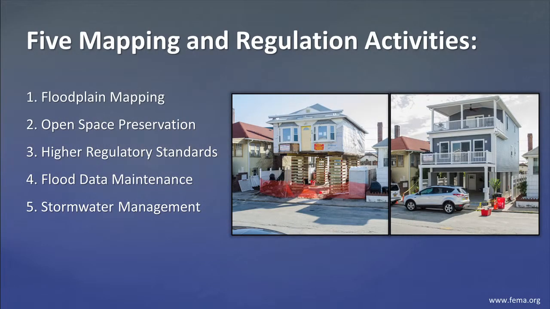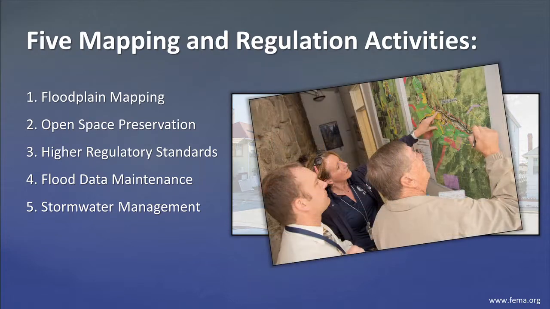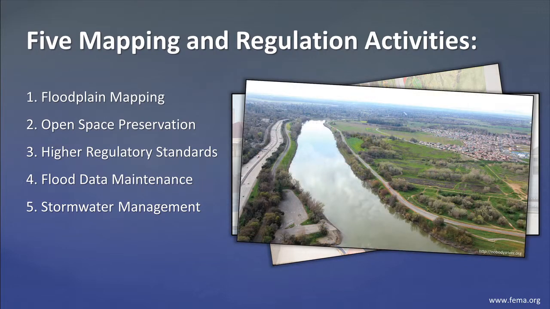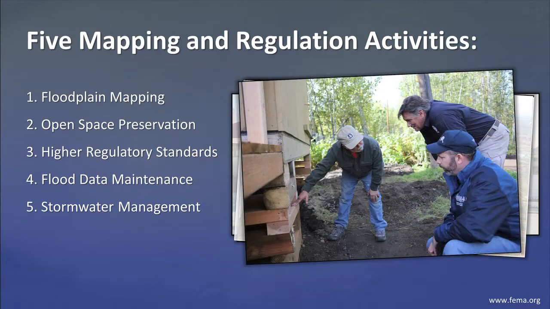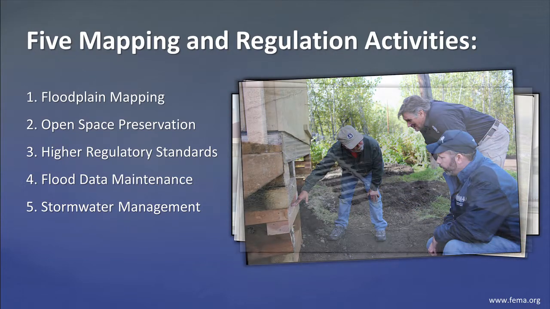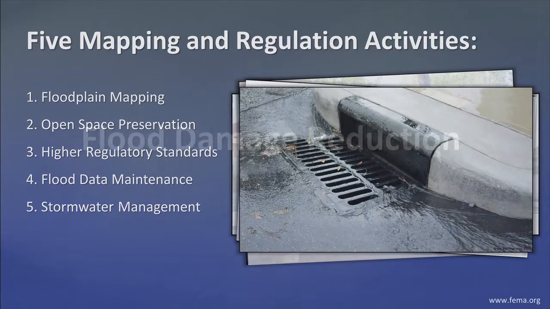The 5 activities in the Mapping and Regulations category provide credits for increased flood protection for new and existing development. These activities include mapping special flood hazard areas not identified on the FIRM, preserving open space, protecting natural floodplain functions, enforcing higher regulatory standards, and managing stormwater.